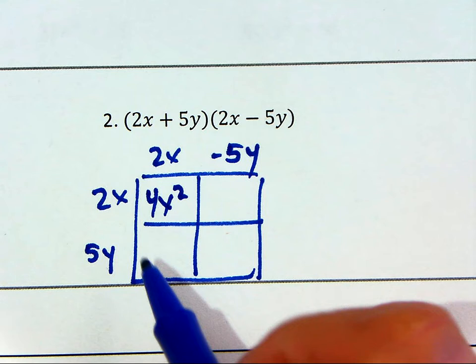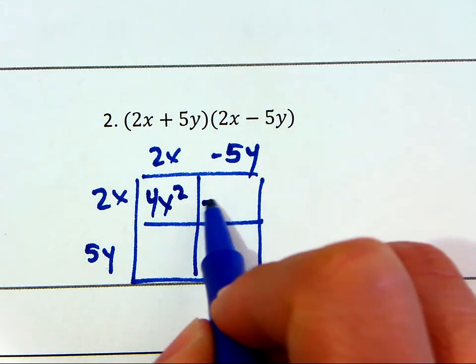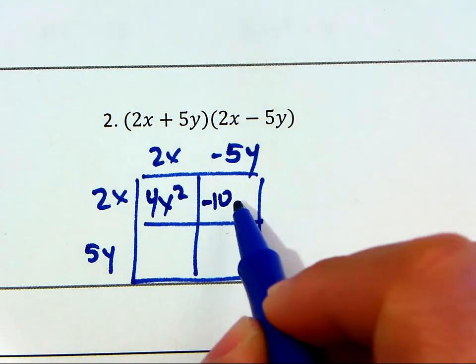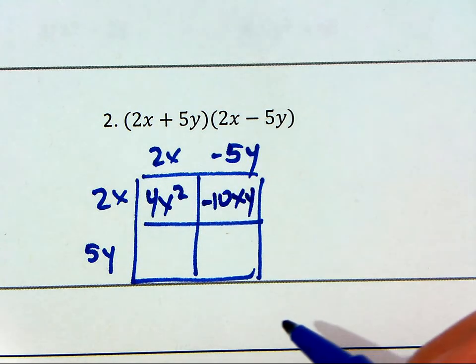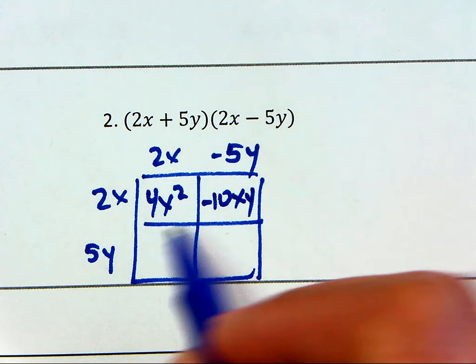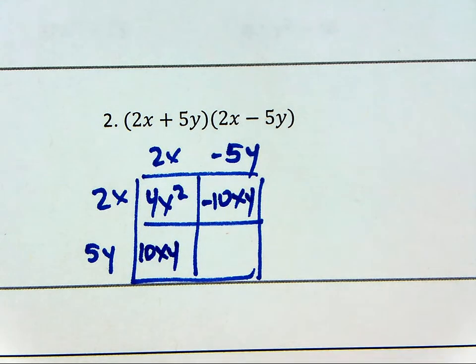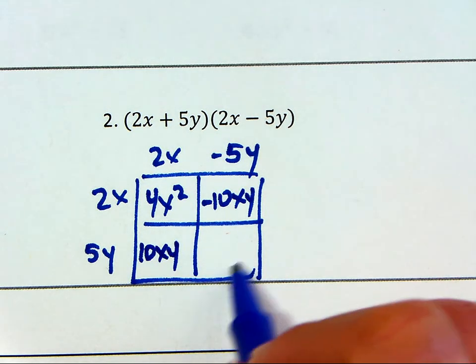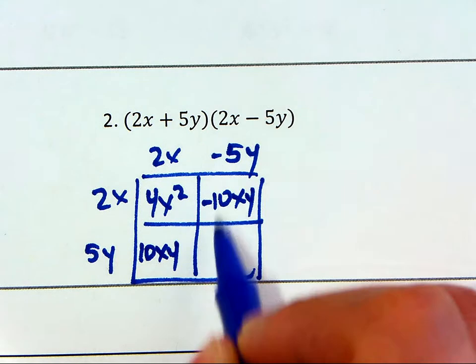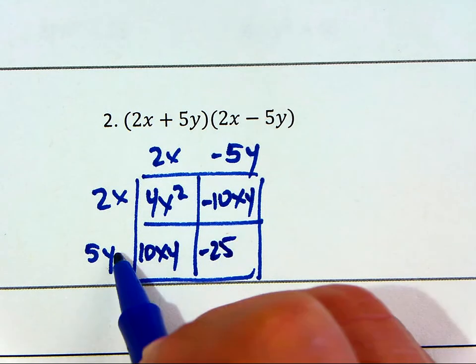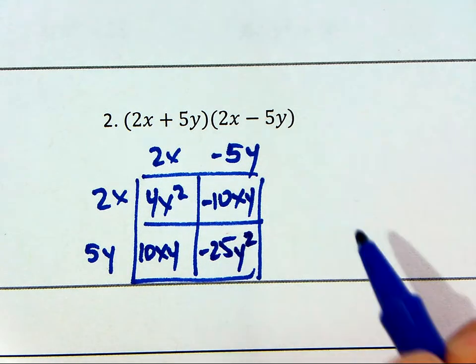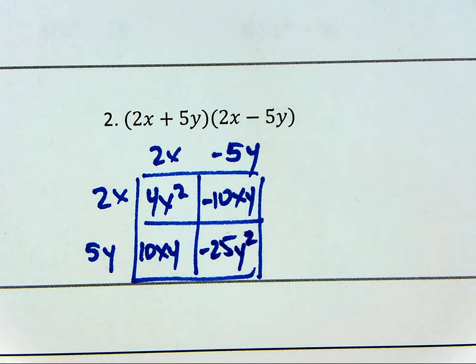Okay, 2x times -5y. So let's see, the coefficient will be -10, and the term is going to have a power of x and a power of y in it. Okay, this product here will be +10xy. And then our final product, 5 times -5, that's -25. y times y is going to give us a second power of y squared.